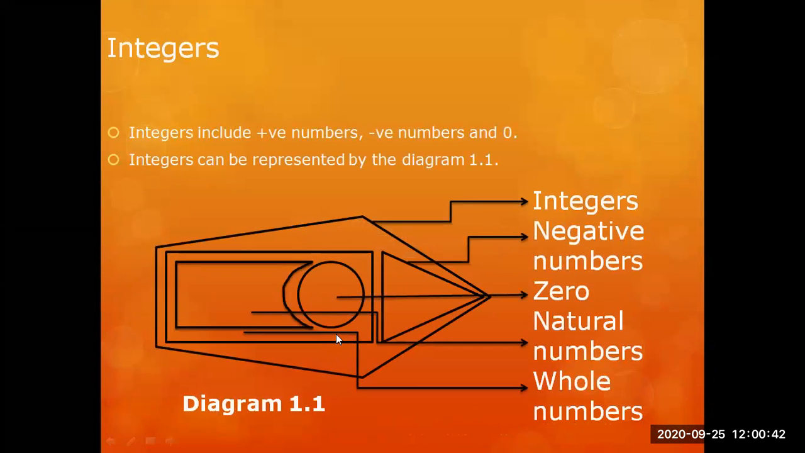So, first, what is an integer? Integers are numbers that are positive or negative, or it can be zero. Then, integers can be represented by this diagram.